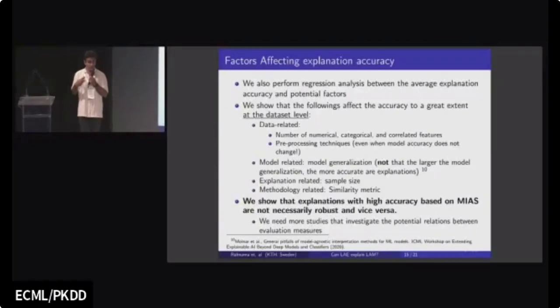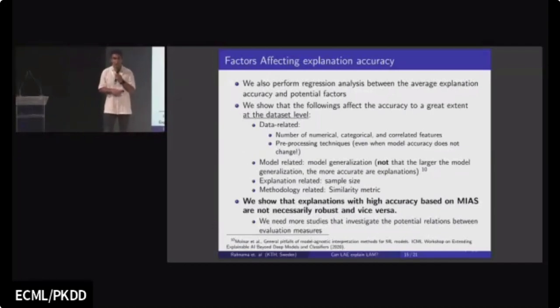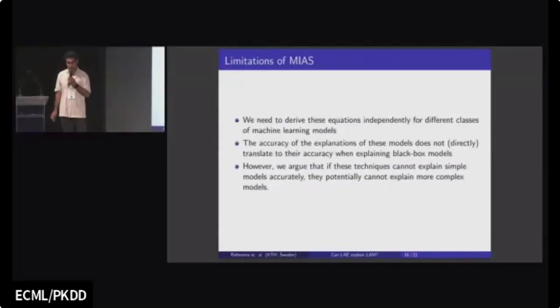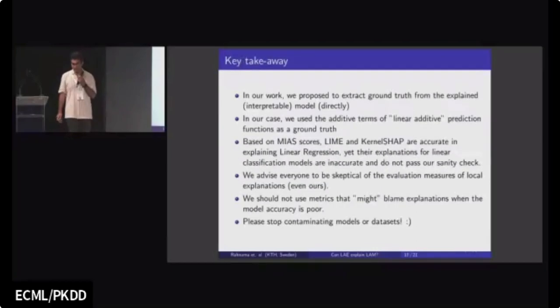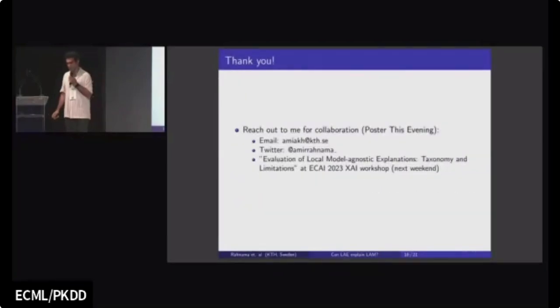And our methodology also has a limitation that if you change the similarity metric, you get very different results. You can read it in the paper. And lastly, we also investigate that most accurate explanations are not robust, according to our definition of accuracy, and vice versa. So I just want to say that the main limitation of MIAS, like I said, is that you cannot really say if they can explain linear models, they can also explain neural networks. And I think that's it because I'm running out of time. Thanks a lot for listening.